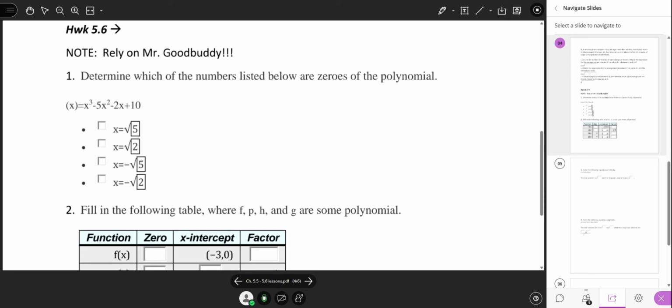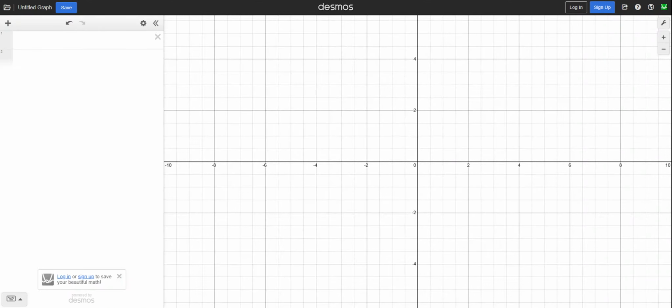So this actual homework is pretty quick to explain. I actually really like it. Rely on Mr. Goodbuddy or Desmos. I love Desmos, as you already know. So let me go there real quick. Hang on just a second.